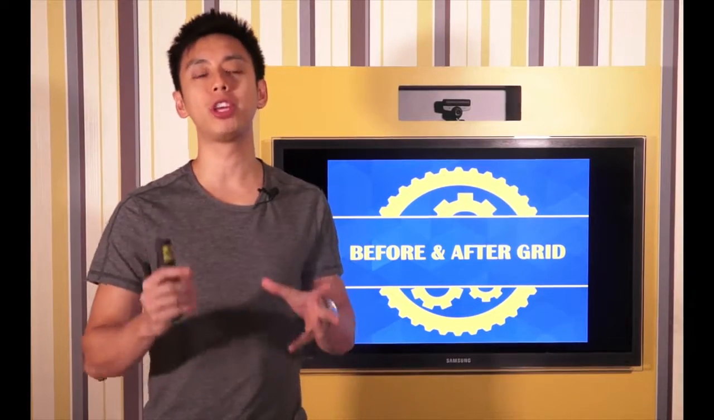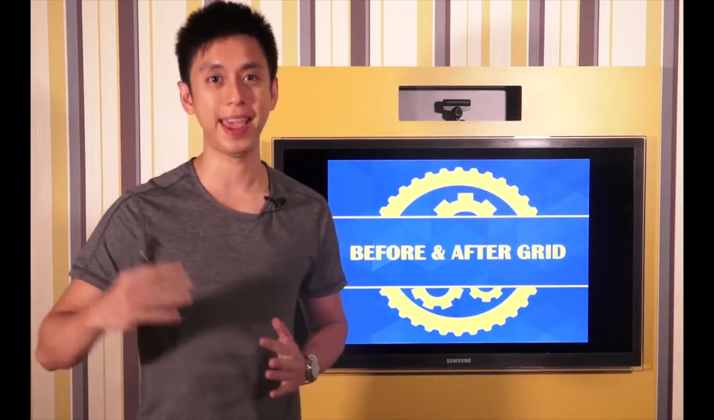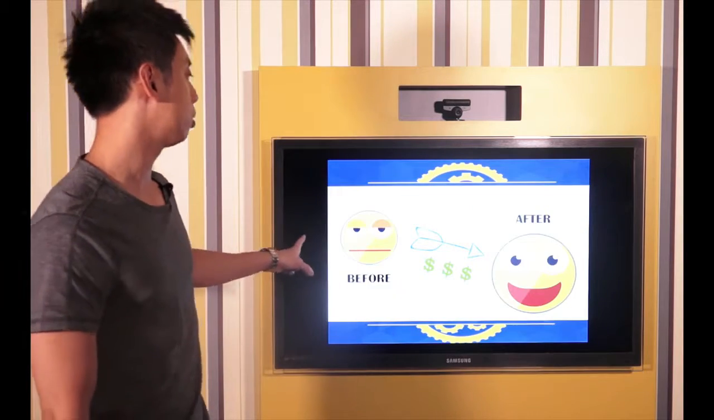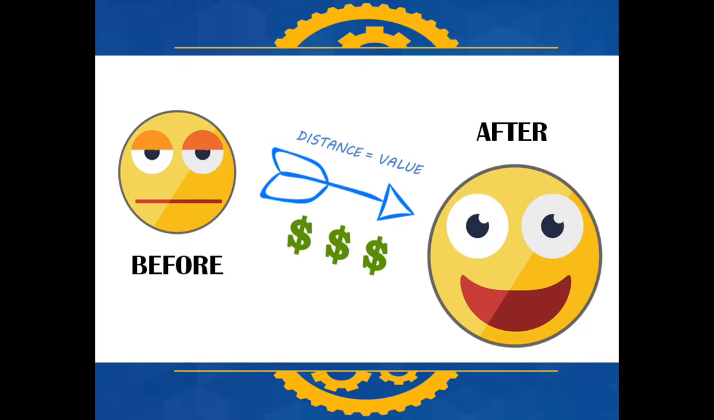In this video, we're going to be talking about this thing called the before and after grid. Now, what is the before and after grid? One of the things we're going to be talking about is your customers before meeting you or buying your product, and the result generated and their state after buying your product. Now, this distance over here is the value, and the further this distance is, the more you can charge for your product, your program, or your service.